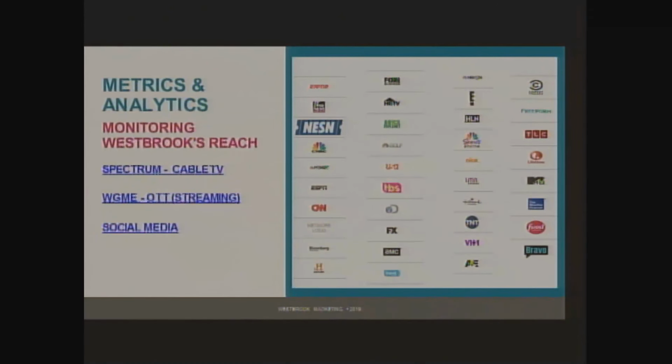So now I'm going to get a little nerdier, I guess, and talk about some of the metrics. With Spectrum, I don't know if you can see the logos, but these are some of the networks that our ad has been on. A lot of news and sports because that's the business target, but we've kind of switched it with the winter ad to more of a family-oriented target.